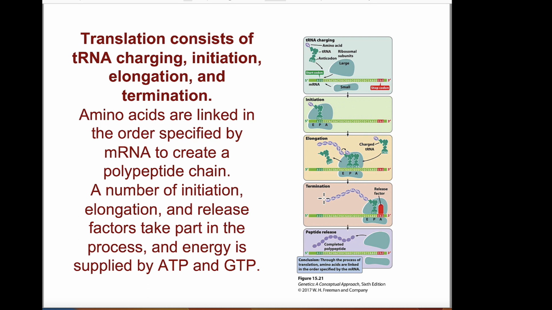Now, with translation, we talked about tRNA charging, initiation, and termination. These amino acids are linked in the order that is specified in the mRNA. So it's important that the mRNA is read consistently, with no mutations or errors in the mRNA, because whatever's in the mRNA will determine what polypeptide is produced from translation.